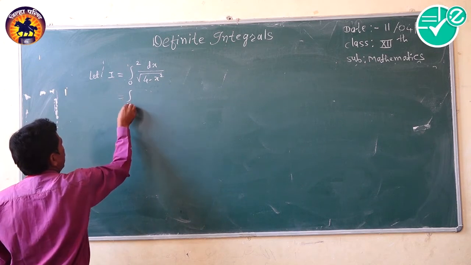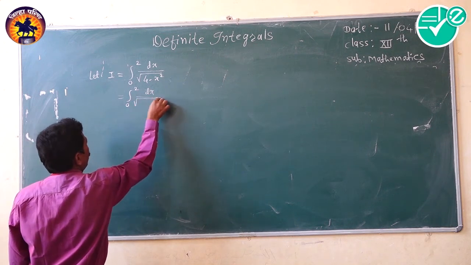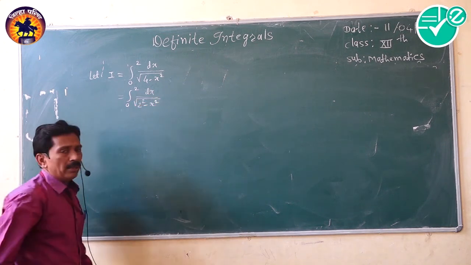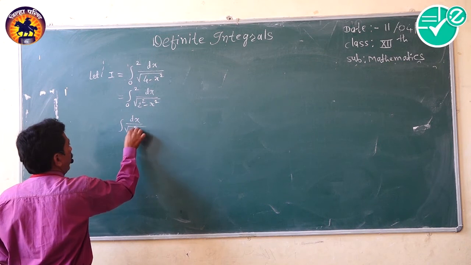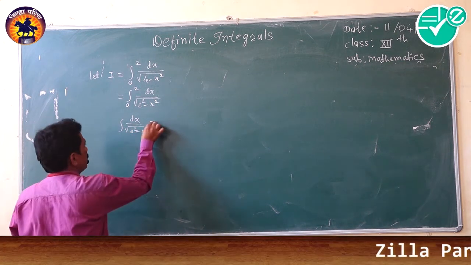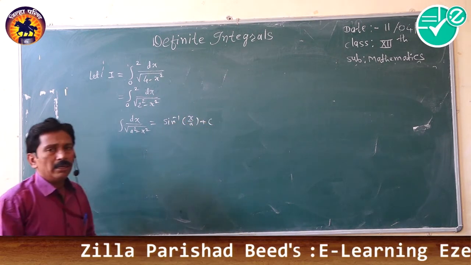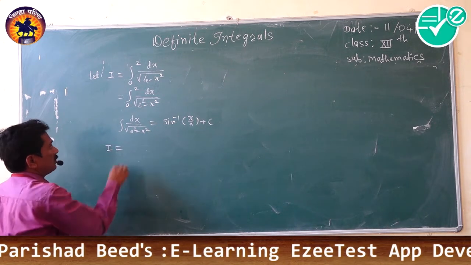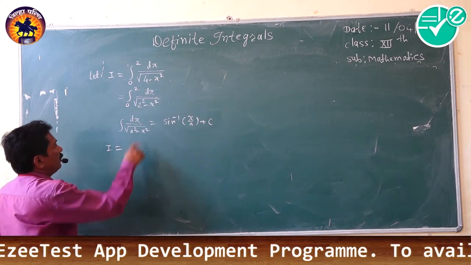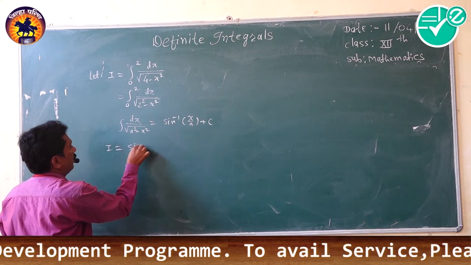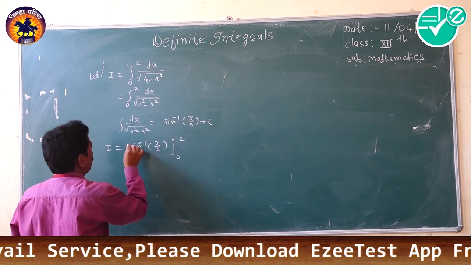Now this can be rewritten as integral from 0 to 2 dx divided by under root of 2 square minus x square. Now using the formula, integration dx upon under root of a square minus x square is equal to sine inverse of x by a plus c. Using this formula, I gives, that is integration of this dx upon under root 2 square minus x square becomes sine inverse of x by 2. The limits are 0 to 2.